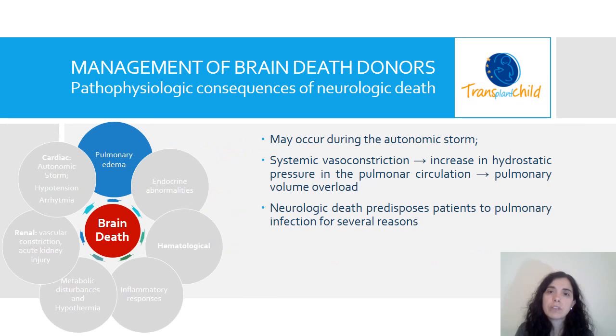Proceeding with our pathophysiological study, we see that pulmonary edema may occur during the autonomic storm. It is caused by systemic vasoconstriction and pulmonary volume overload. Additionally, neurological death predisposes patients to pulmonary infection for several reasons. First, neurologic death abolishes the cough reflex, which leads to changes in mucus clearance and atelectasis. Second, the sigh mechanism, important in maintaining lung volume, is absent in neurological death. And finally, the larynx and pharynx are atonic and non-functional.